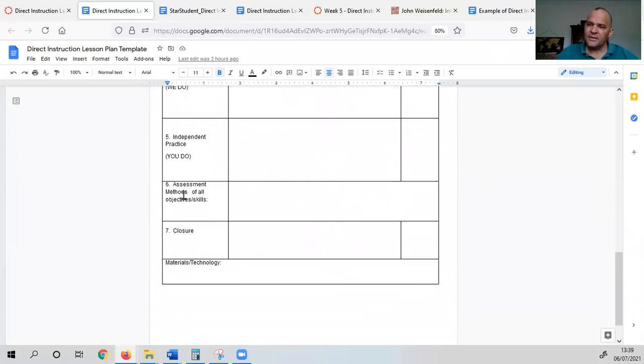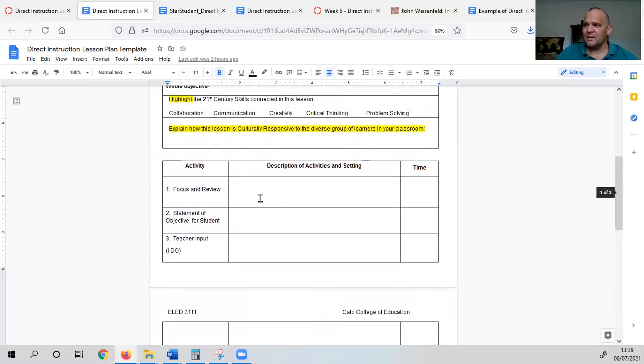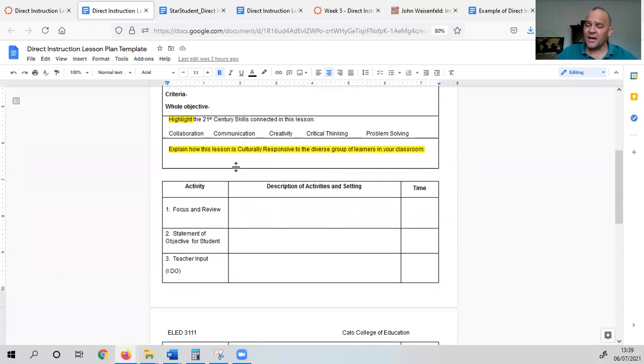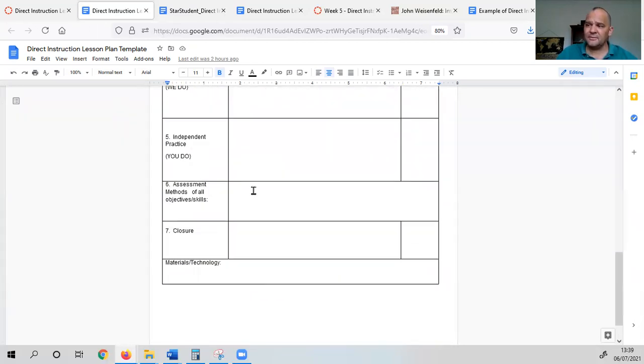There's another feature of this lesson plan called the assessment methods. Now, you will often get your assessment from the condition and criteria that you have in your daily lesson objective. So that's one of the great parts about writing strong objectives, is that it actually gives you the assessment. And I'll show you an example of that in just a second.